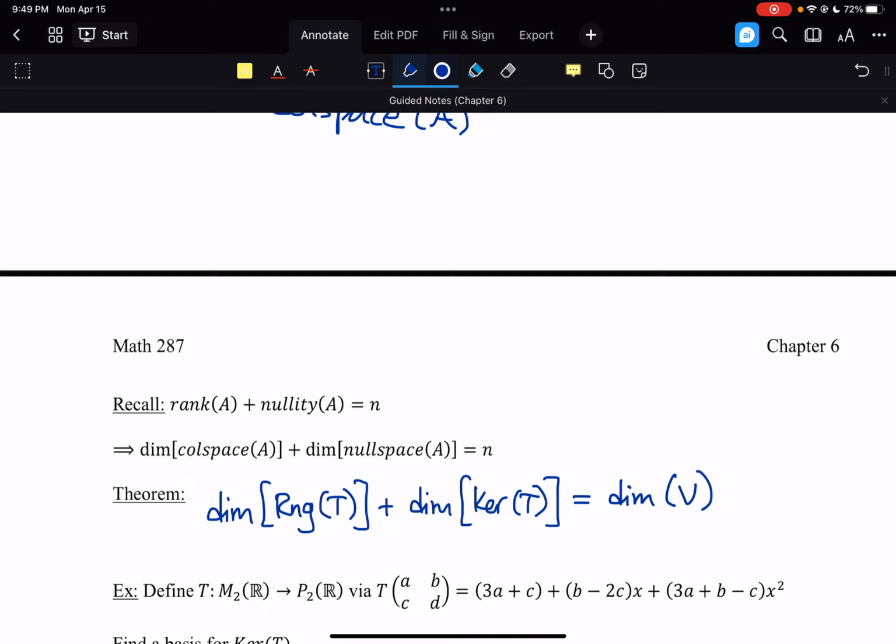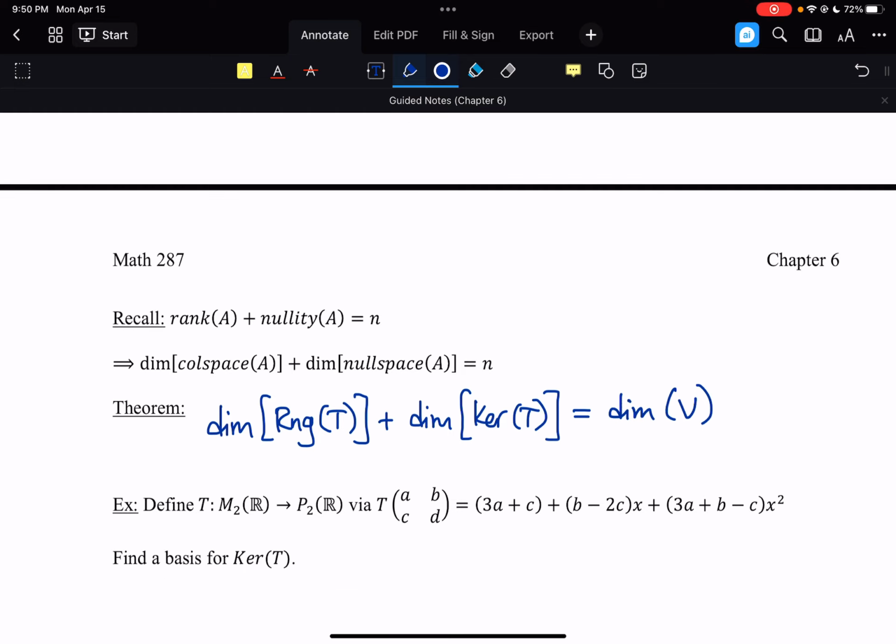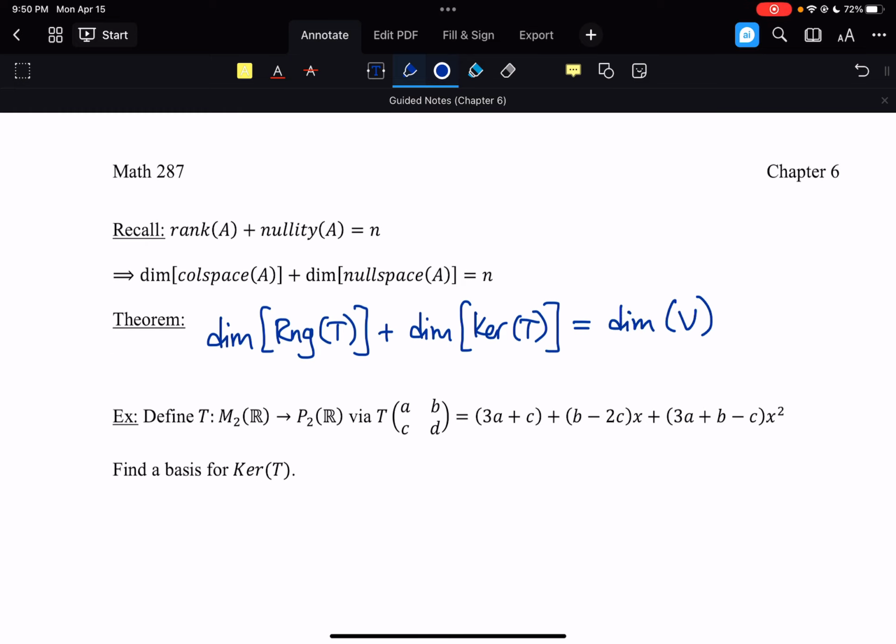And this can be helpful when working with both. We can see how the size of one affects the size of the other, and how they interact in that way. And we'll be looking more in the upcoming sections at the implications of that. So let's take a look at this next example.